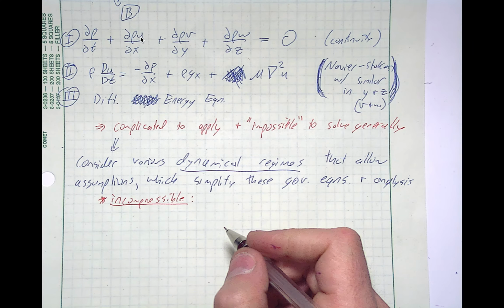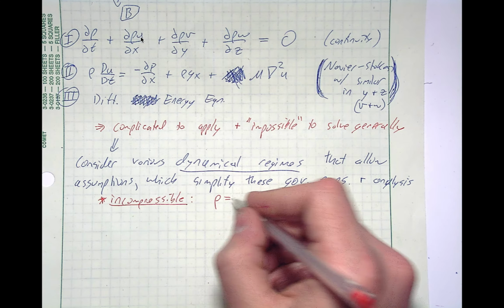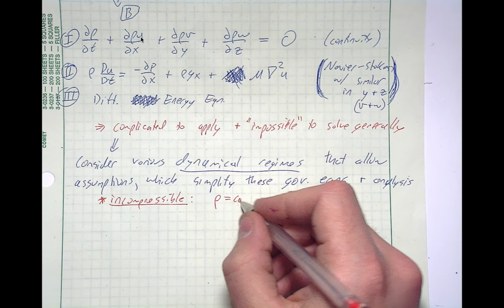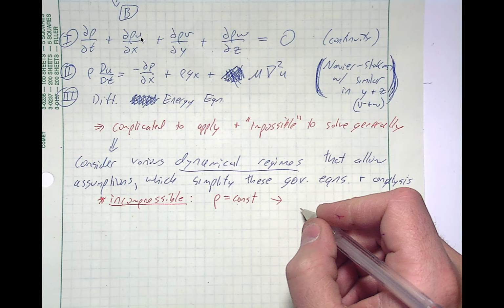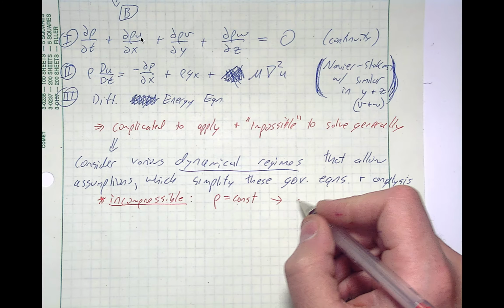So we pretty much exclusively talked about incompressible flow, where density was a constant. That's how we started it. This is an assumption on a fluid property, right?